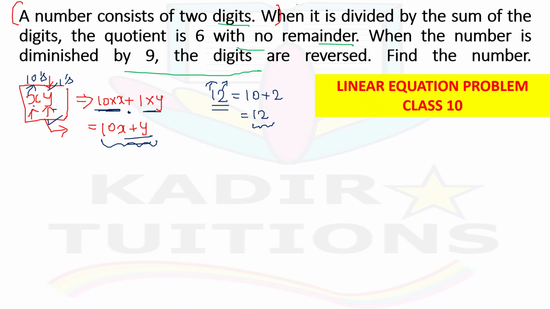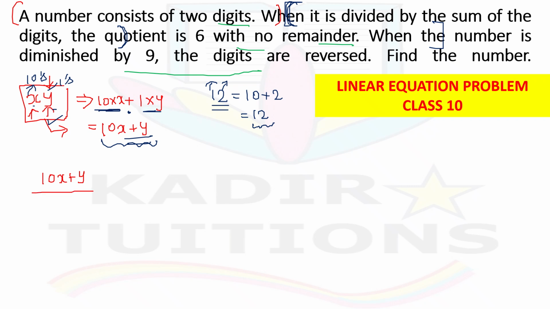So what is our second statement? When this number is divided by the sum of the digits, the quotient is 6 with no remainder. So when this number, which number? The given number. What was that given number? We have defined it as 10x plus y. This is the number we have taken.